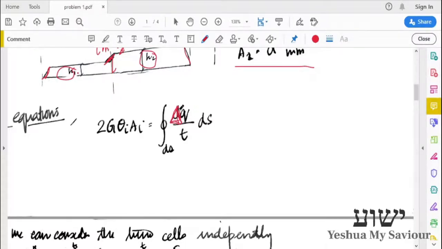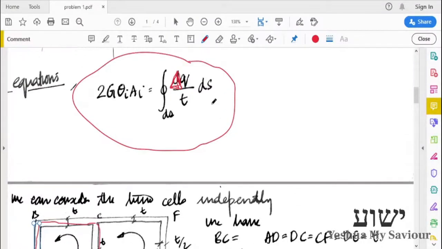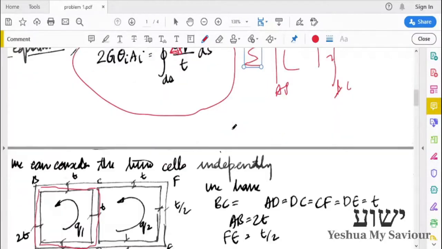Delta q is the change in the height of the membranes, or change in shear flow. So this is for a continuous system. Here we have a discrete system, where the shear flow over each length is constant because the thickness is varying. So we can discretize this, that is, we can write it as a summation rather than an integral over AB plus this term plus the integral over BC of this term. Okay, so we'll see how we can do this problem.